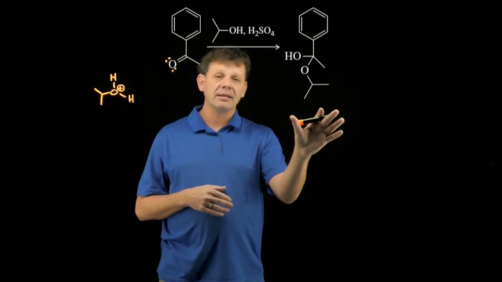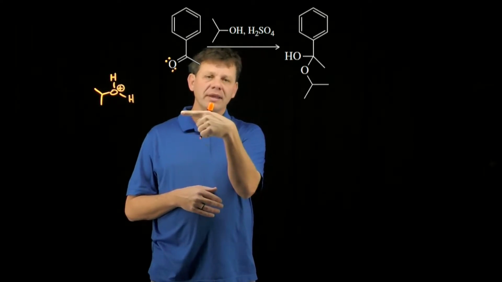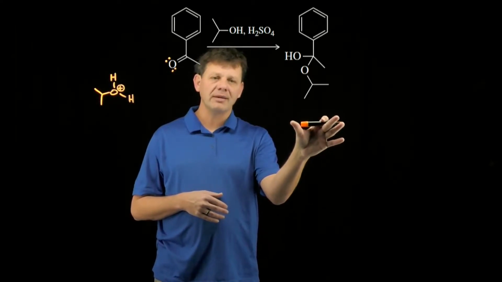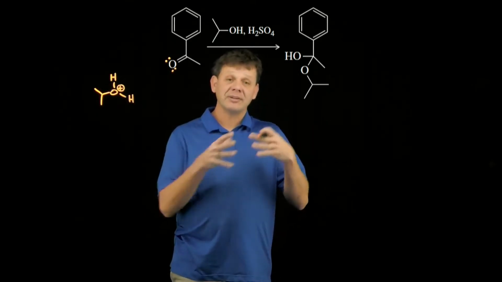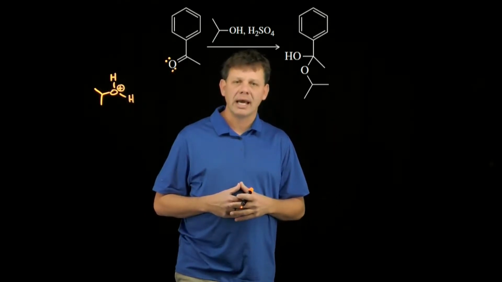Now, in reality, the equilibrium is going to favor the ketone side as opposed to the hemiacetal, but we can still draw a mechanism for how it would form as an intermediate in a later reaction.